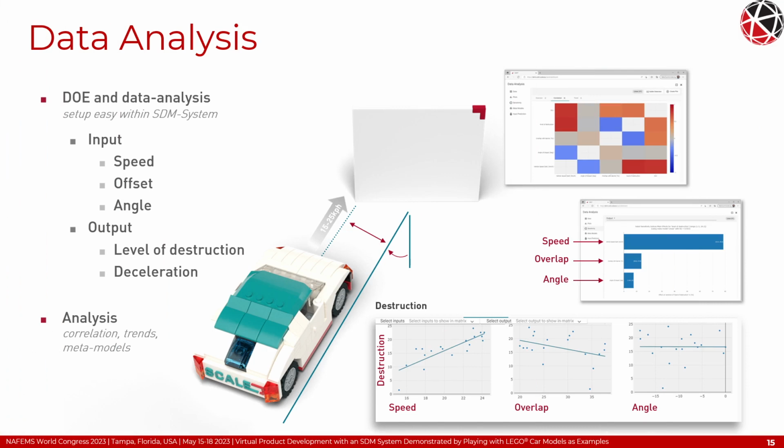However, with this, the story of the SDM system does not end. For example, if you have all your data now in the SDM system, you can do multiple things with that. As I explained earlier, I have the data in a parameterized form within the simulation data management system, and therefore I can easily do a data analysis there. For example, I have a parameter for the velocity, I have a parameter for the offset to the barrier, I have a parameter for the angle.